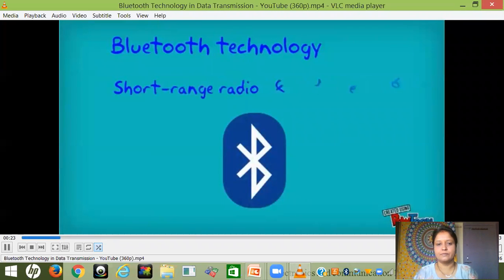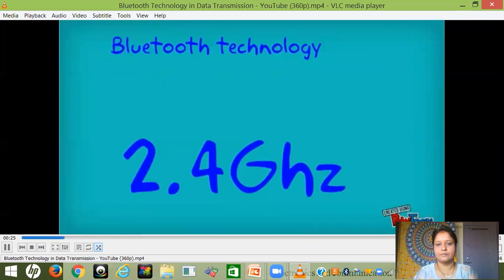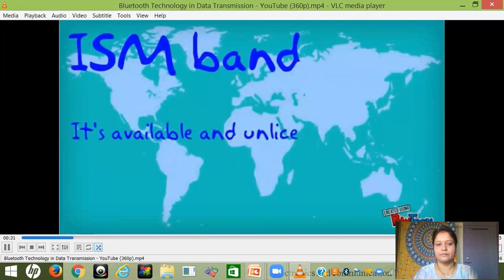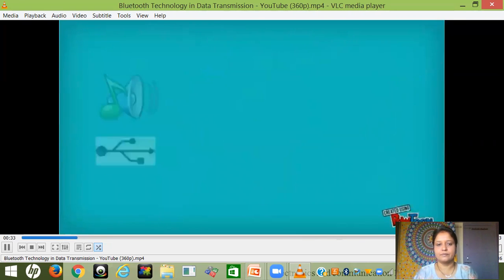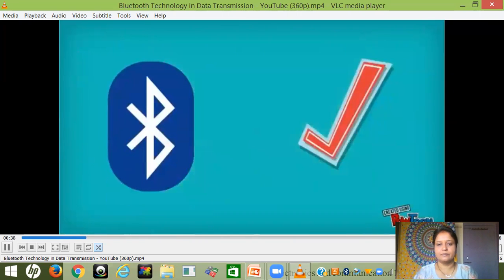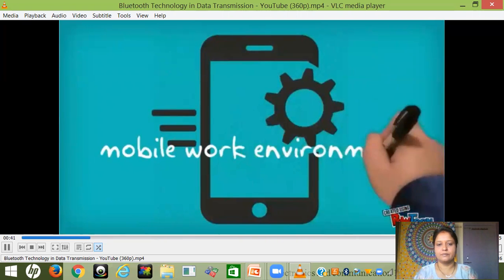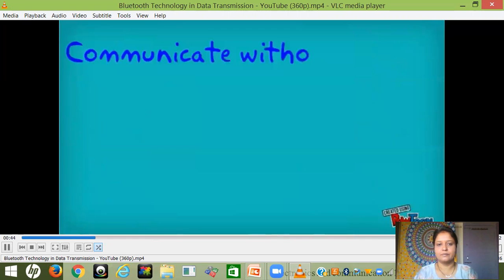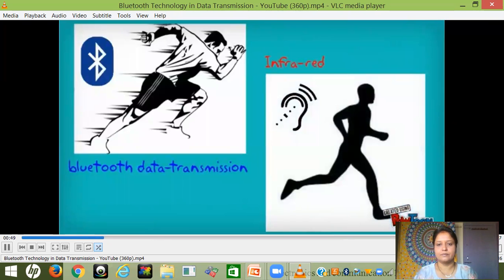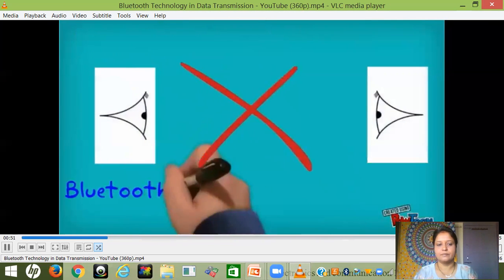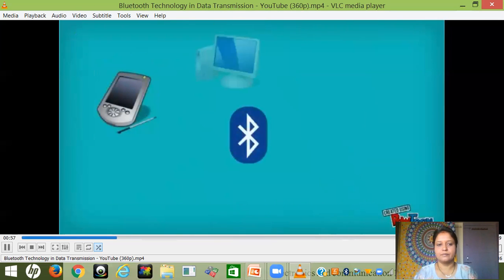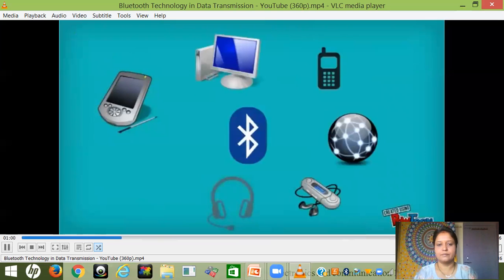Bluetooth is a short-range radio frequency technology. It operates at the 2.4 GHz ISM band, which is set by international agreement. The ISM band is available and unlicensed in most countries. Bluetooth is capable of transmitting voice and data. The purpose of Bluetooth is to replace the usage of cables between connecting devices. In a mobile work environment, office equipment communicating with each other without cable is convenient and inexpensive. Bluetooth data transmission is faster than infrared data association. Moreover, Bluetooth doesn't need line of sight to communicate between devices. Bluetooth is commonly used in PDA, computer, cell phone, network access, music player, headset, and printer.